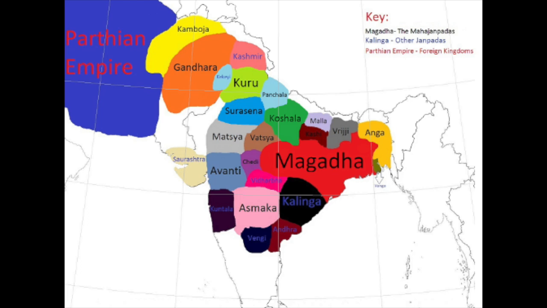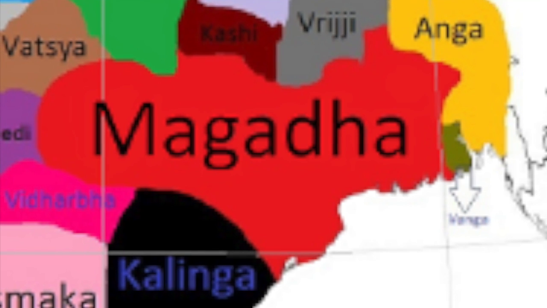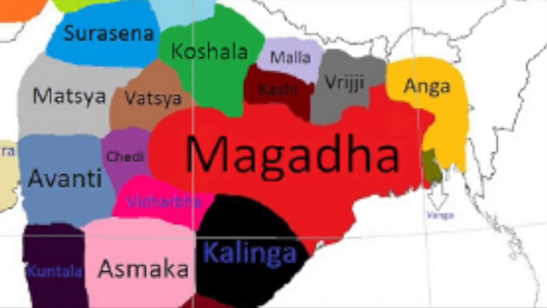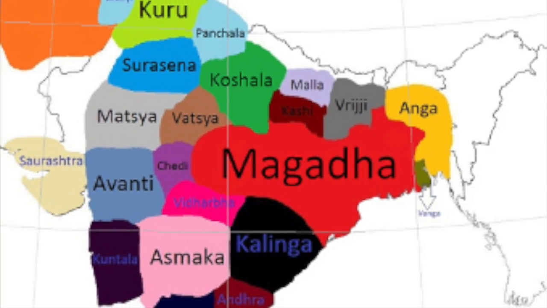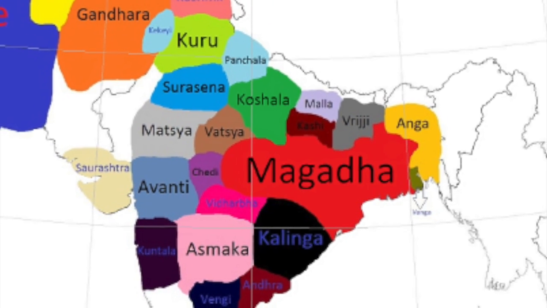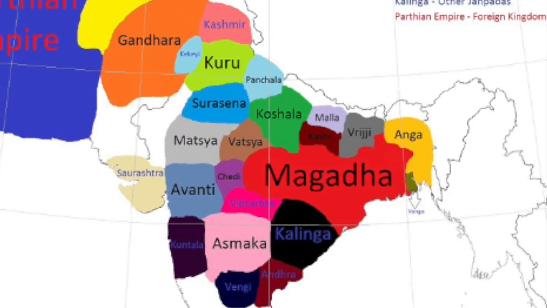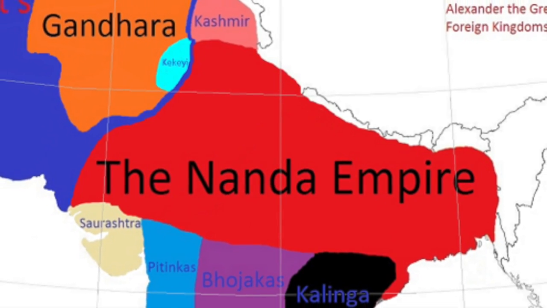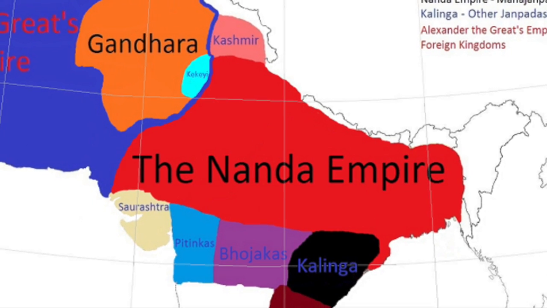As time passed, one of the Mahajanpadas, Magadha, started conquering most of the northern Indian parts without losing any of its own. And therefore, by the year 350 BC, under the Nanda dynasty, it had conquered most of northern India and had reached the border of modern Pakistan.